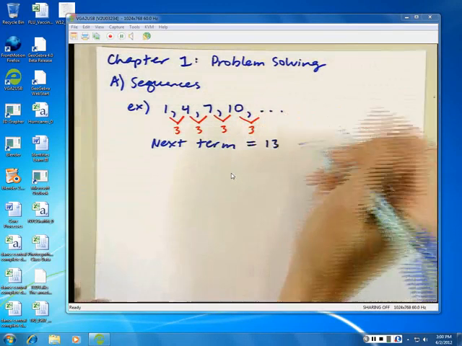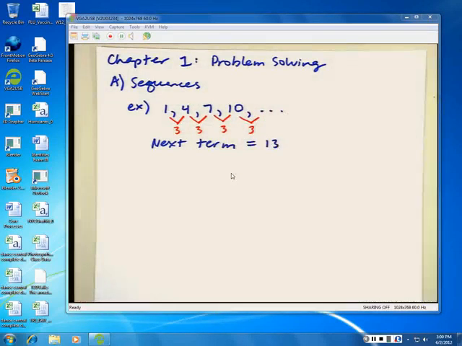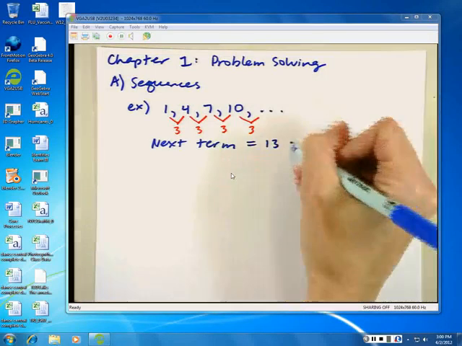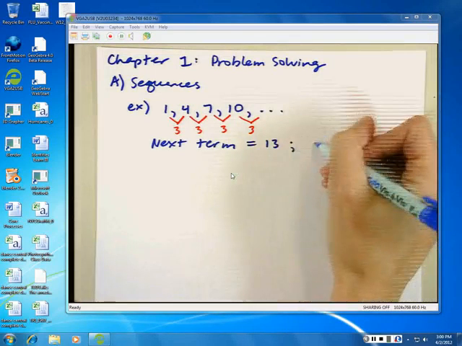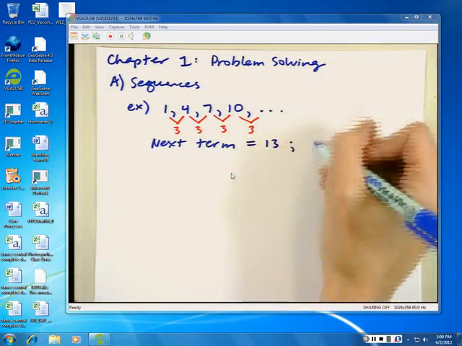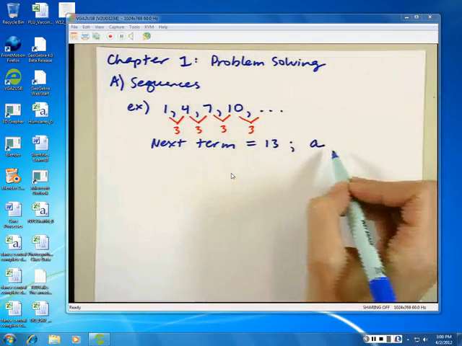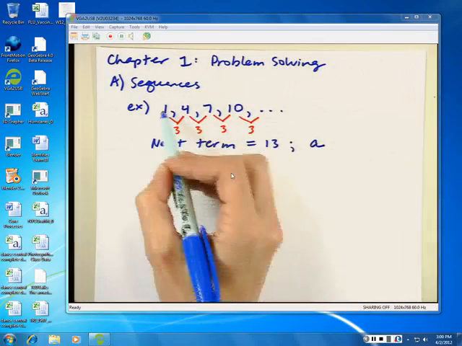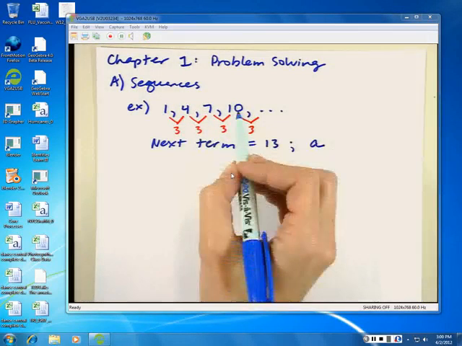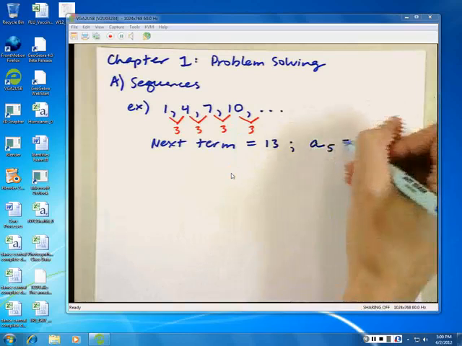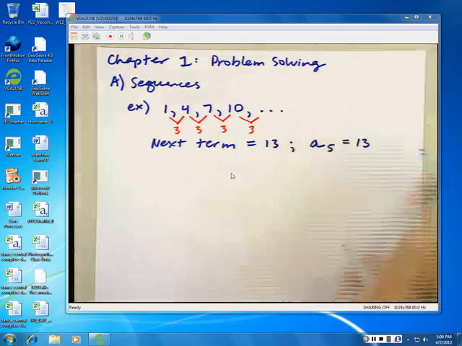And we could keep going, right? And then 3 more would be 16 and so on. But we want to also introduce some notation to denote a term. Each of these is a term. We use the letter A, and the subscript tells us which term we're on. We had the first, second, third, fourth, so we were on the 5th term. So A sub 5 is the next term, and A sub 5 is 13.